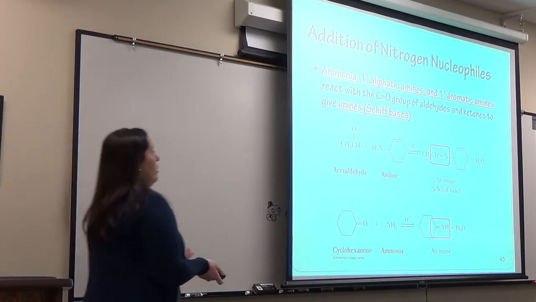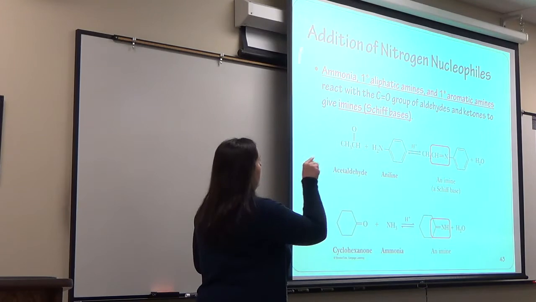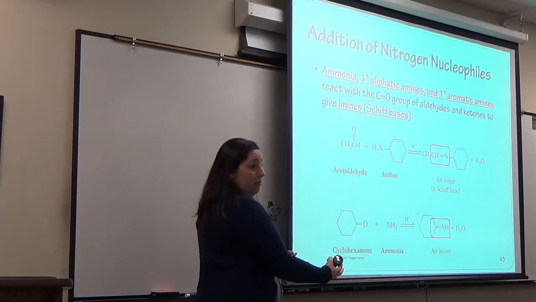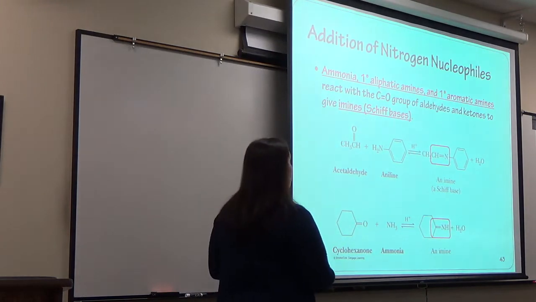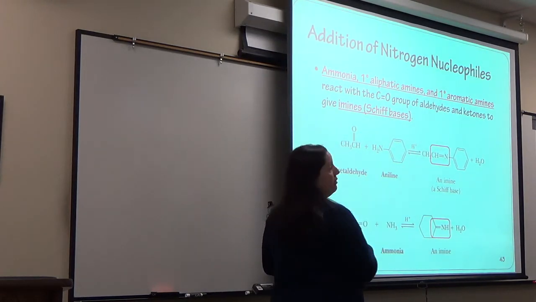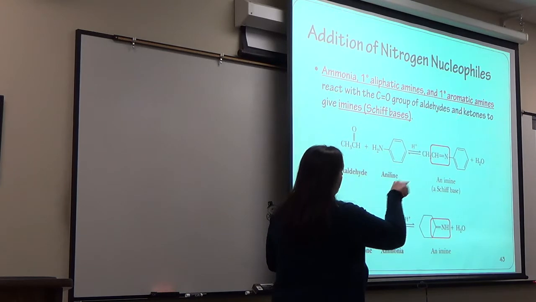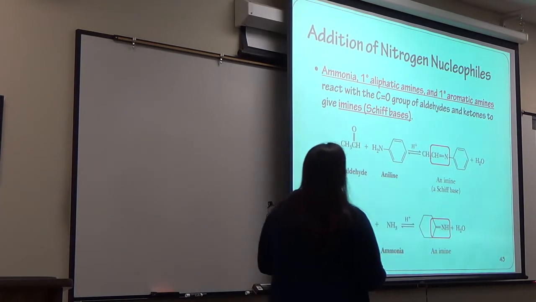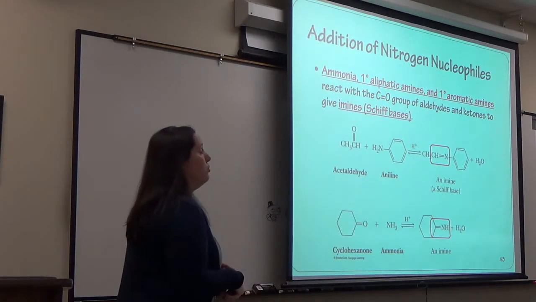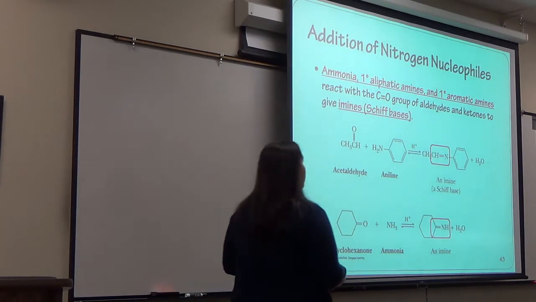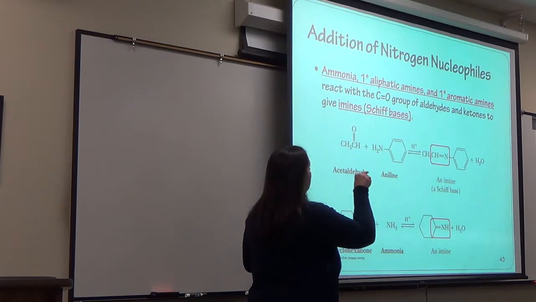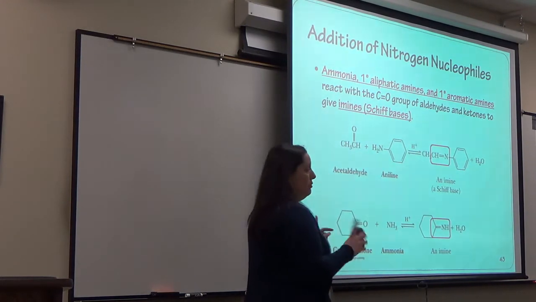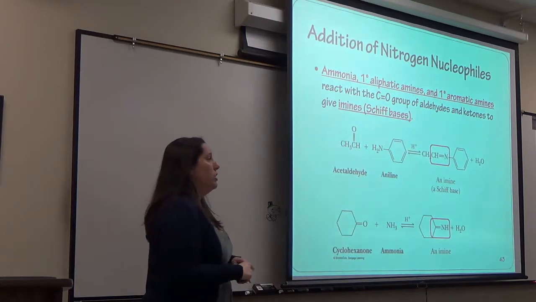But when we're talking about nitrogen, we're talking ammonia, right? NH3, and then the organic analogs of that. So if you substitute one R, you get a primary amine. Or if you substitute one of those H's with an aromatic group, then again, primary but aromatic amines. So these are the kinds of reactions we're looking at here. And the product is called an imine, also known as a Schiff base. So you may see those two names associated with this reaction.